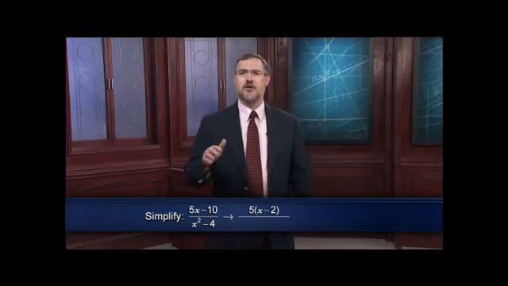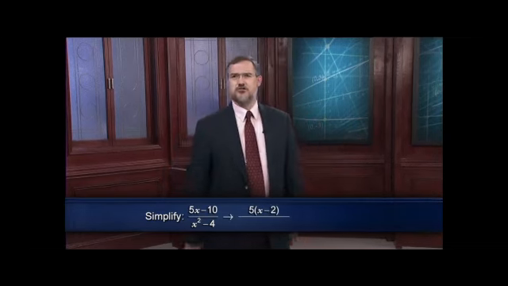Now, let's try another one of these simplification problems, because before we ever get to addition, subtraction, and so on, we need to make sure we know how to simplify these rational expressions. So here's one. Simplify 5x minus 10 divided by x squared minus 4. Now, to begin the process of simplifying, I've got to factor both the top and the bottom of this rational expression. Well, the numerator, the top, is pretty straightforward. It's going to be 5 times the quantity x minus 2.